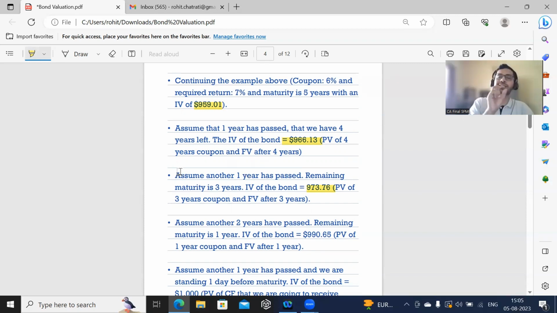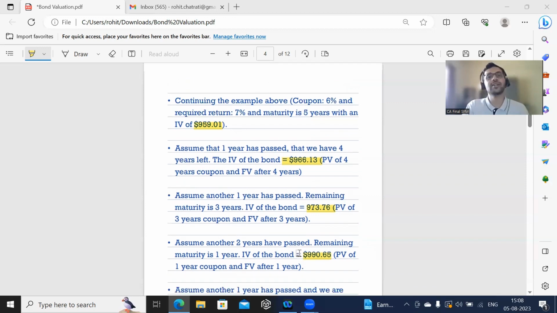All right, so you're going to basically receive $1,060 at the end of year one. If you calculate the present value at 7% again, you will get an intrinsic value of $990.65. Let us say another 1 year has passed by.